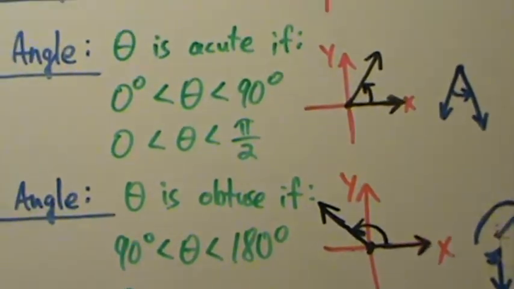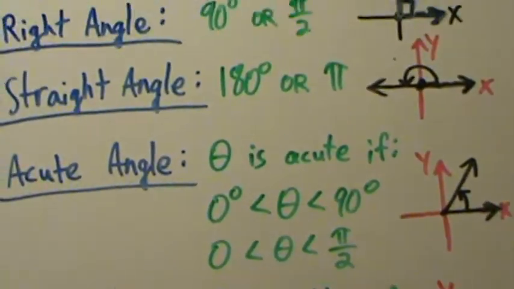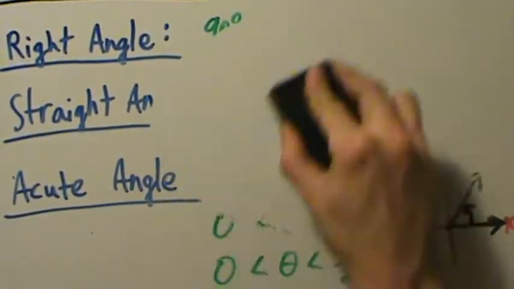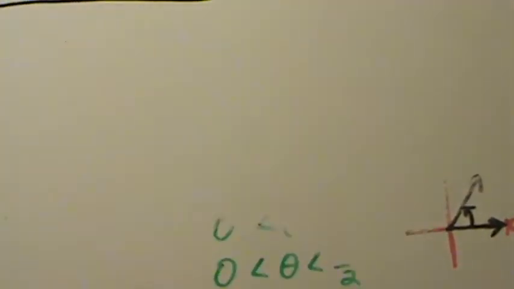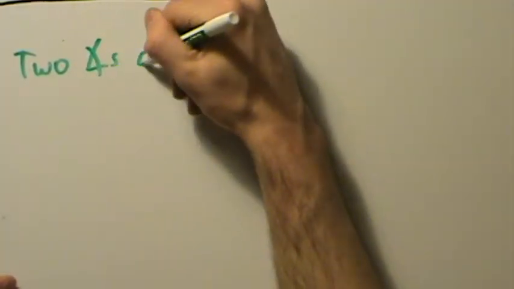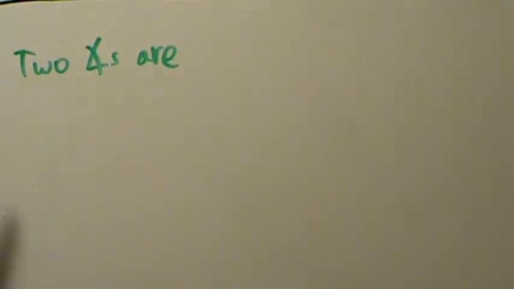Okay, two more definitions here. We'll talk about complementary angles and supplementary angles. So two angles are called complementary.